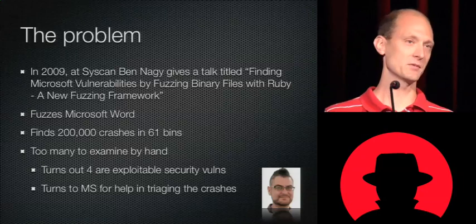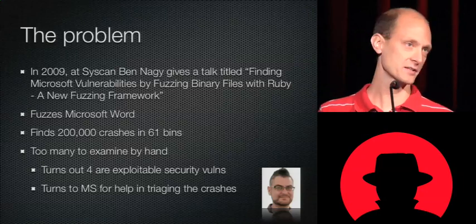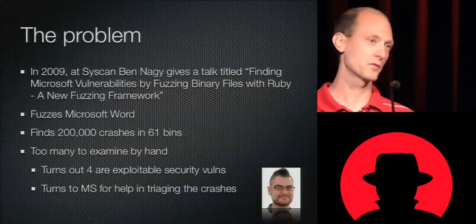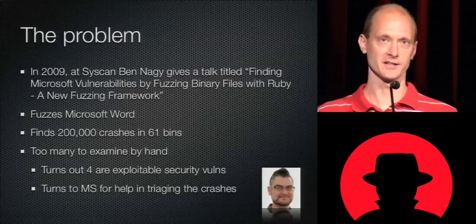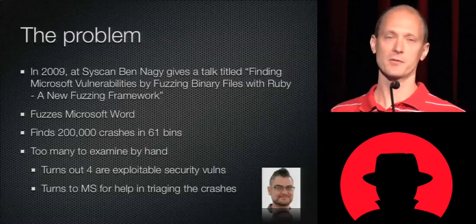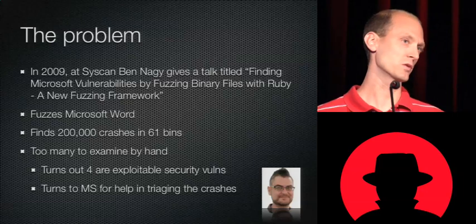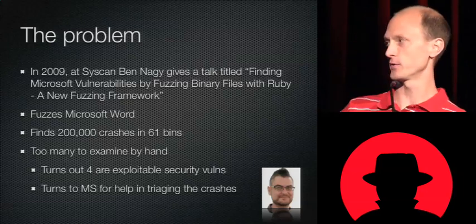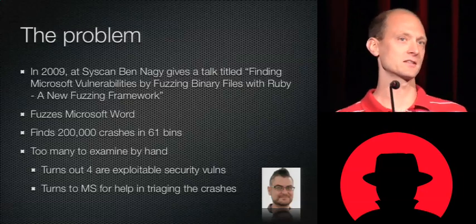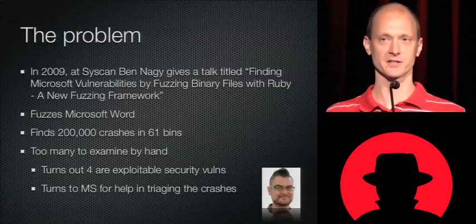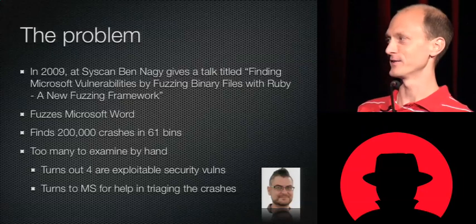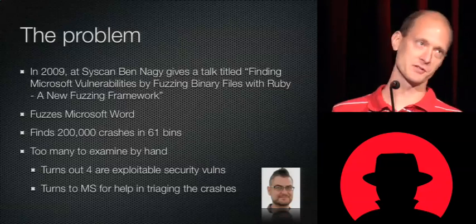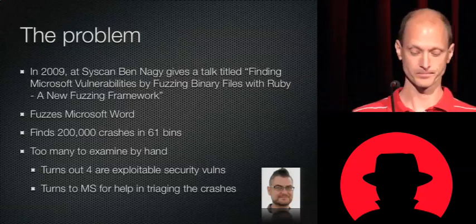And basically, it was him and maybe a couple guys, and that was just too many crashes to analyze by hand. He couldn't do it. So it turned out of those 61, 4 of them were serious security vulnerabilities, and the rest weren't. And the problem was trying to figure out which of these were exploitable, and of the 4, what was the actual bug. And so just to show that he couldn't do this himself, he had to actually give these to Microsoft. And I know Ben, and that must have really hurt him to have to do that. So he gave it to Microsoft, and they helped triage them. And the point is, it was too much resources needed to analyze all the crashes.